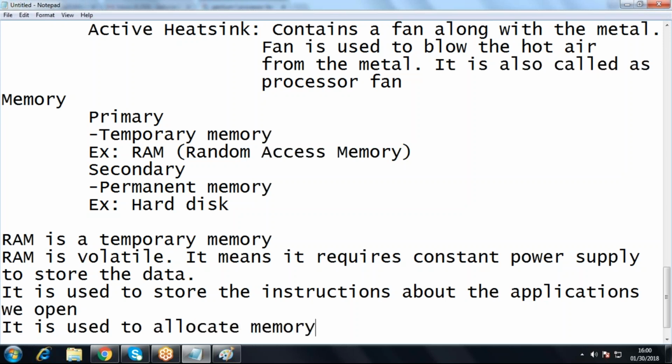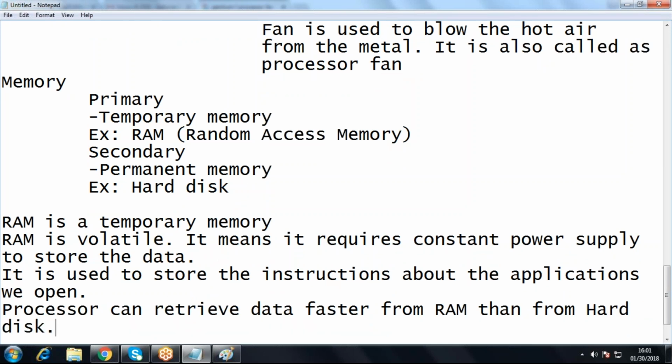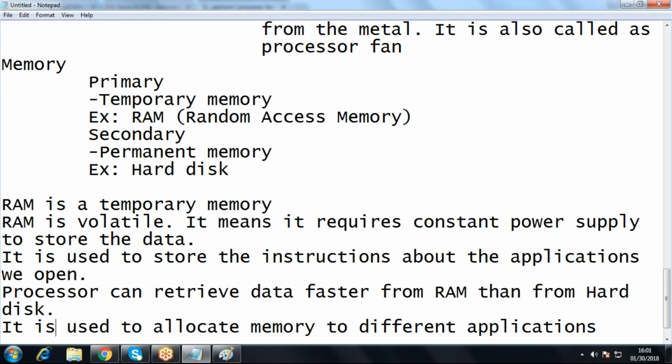Allocate memory to different applications. The processor can retrieve data faster from RAM than from hard disk.